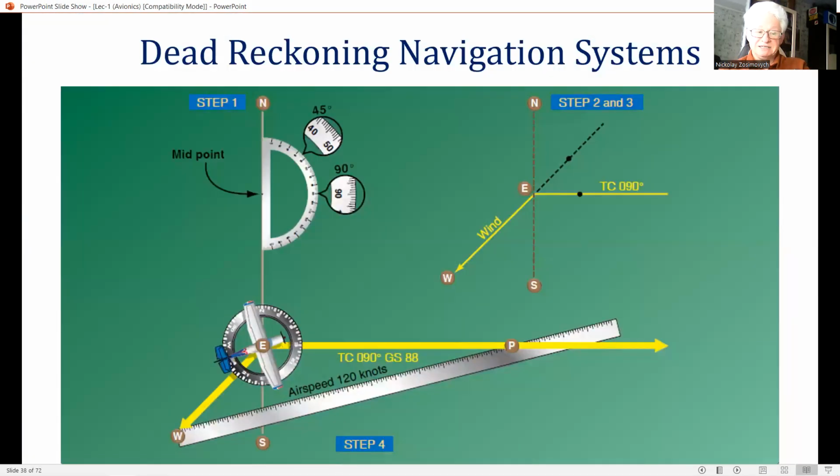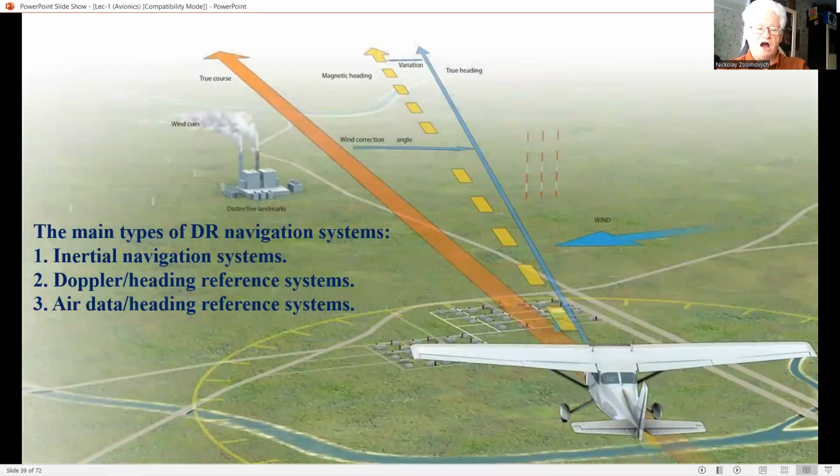The dead reckoning navigation system derives the vehicle's present position by estimating the distance traveled from a known position from a knowledge of the speed and direction of motion of the vehicle. They have the major advantages of being completely self-contained and independent of external systems. The main types of DR navigation systems used in aircraft are: first, inertial navigation systems, the most accurate and widely used systems. Second, Doppler heading reference systems. These are widely used in helicopters.